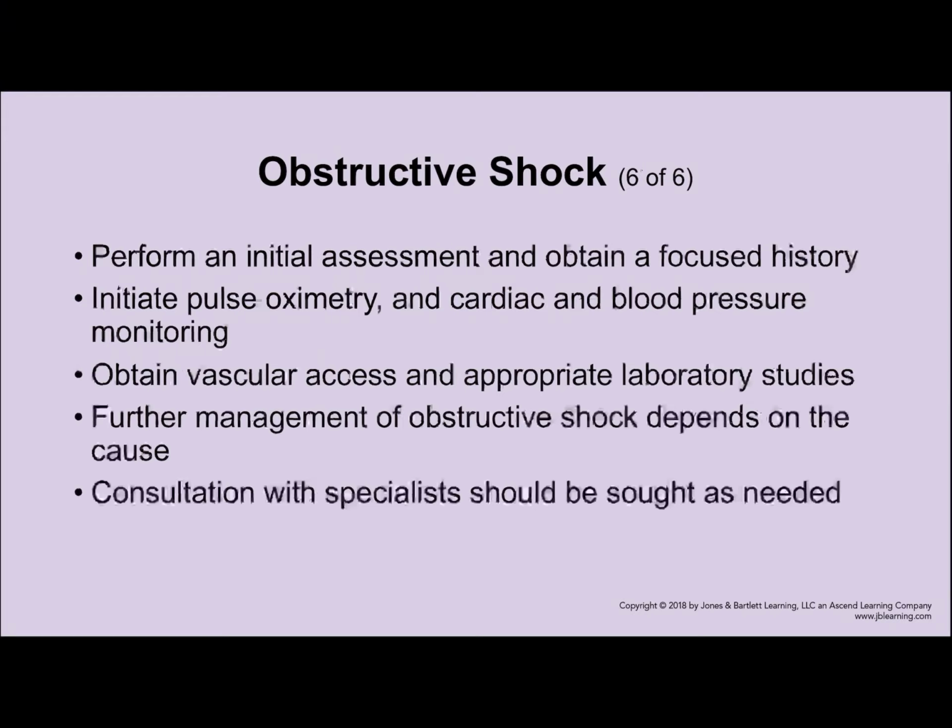And so the way we diagnose and monitor these patients, again, same principles apply. We get them on the pulse ox, the cardiac monitor, and check their blood pressure. We'll want to get vascular access for resuscitation and get labs if need be. And then really further management of any type of obstructive shock depends on the cause.